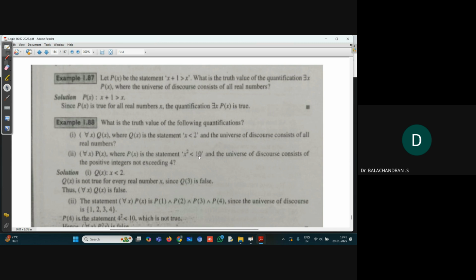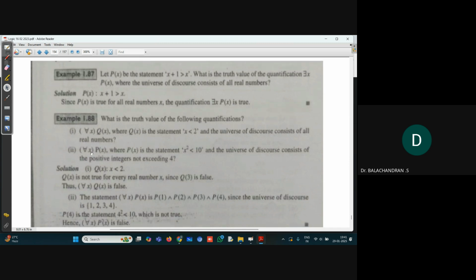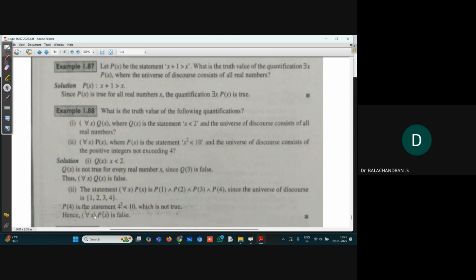3 also satisfies, but 4 does not satisfy. Okay, so that means for every x, P of x, here it is given clearly. P of 4 is a statement: 4 square is less than 10, which is not true. So that's why for every x, P of x is false.